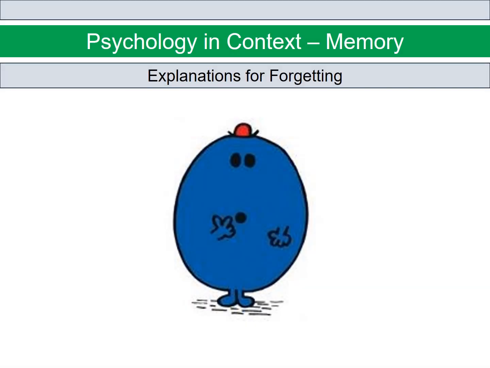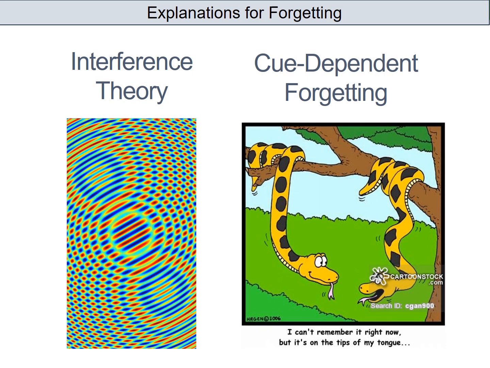We're going to move on now from looking at explanations for how our memories work, and instead we're going to start looking at explanations for forgetting. And there are two main explanations that you need to know for your exam. So the two explanations are interference theory and cue-dependent forgetting. So we will tackle them one at a time.